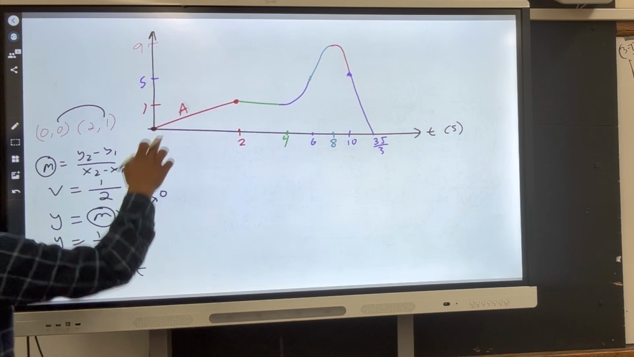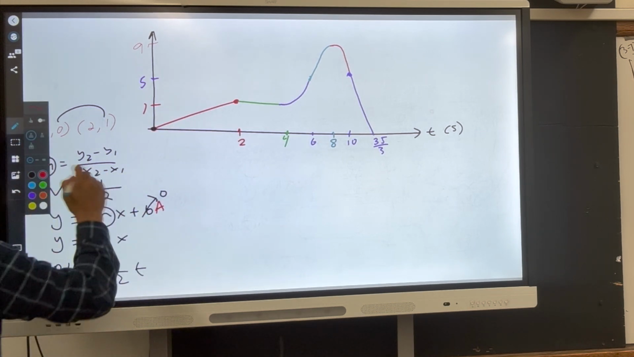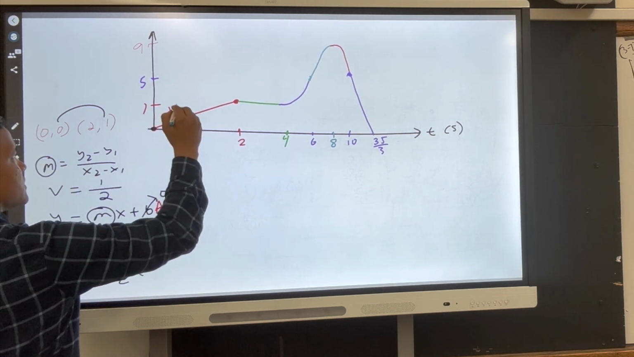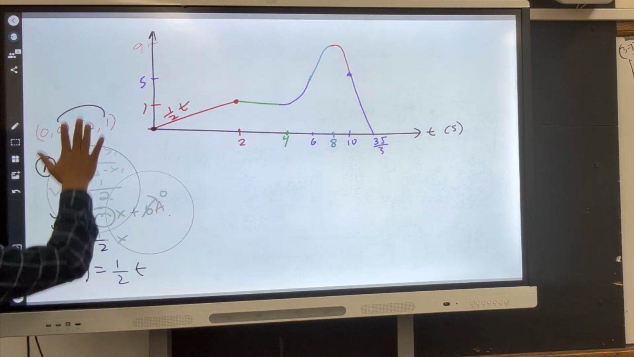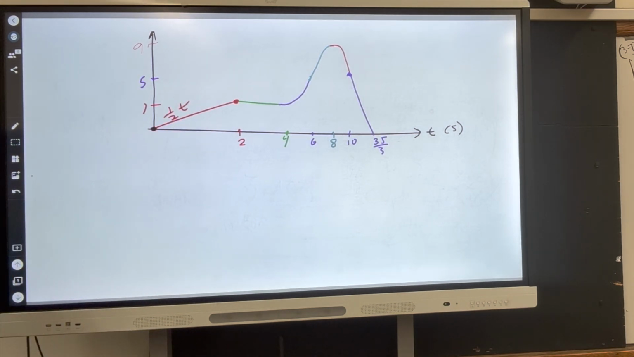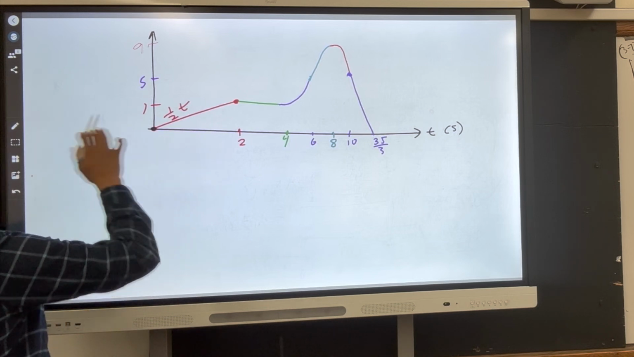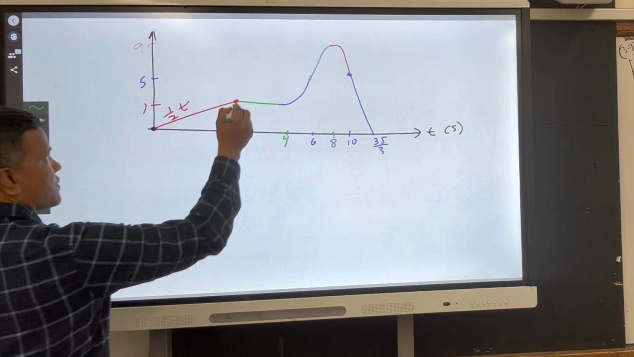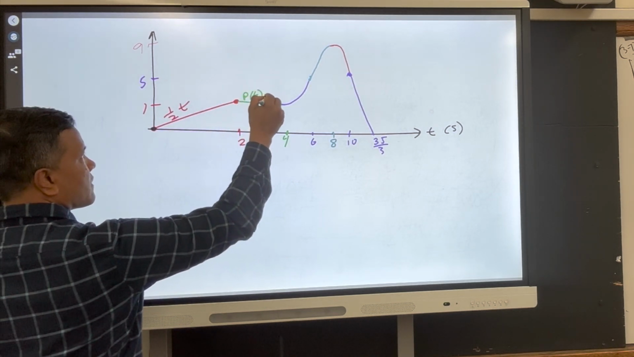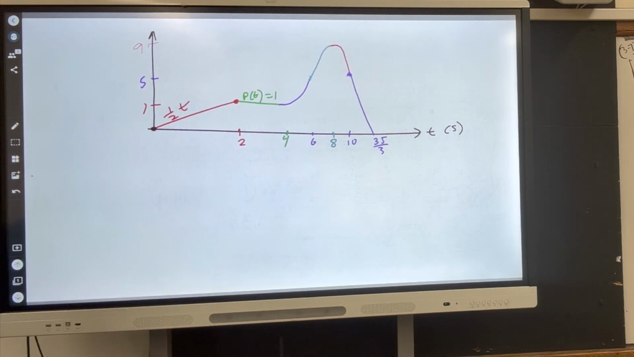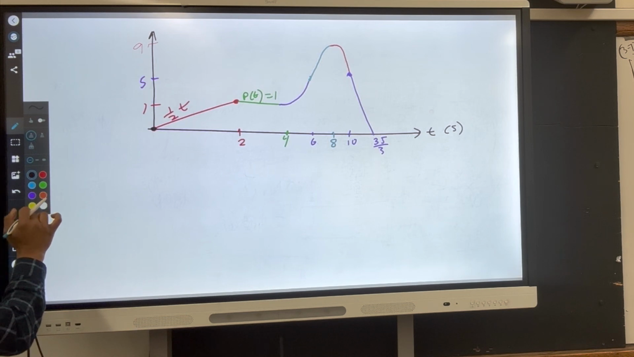So this is just 1 over 2t. This one is just 1, right? P of t is just 1. I showed you before, P of t is just 1, because the displacement is constant. The change in displacement is 0.